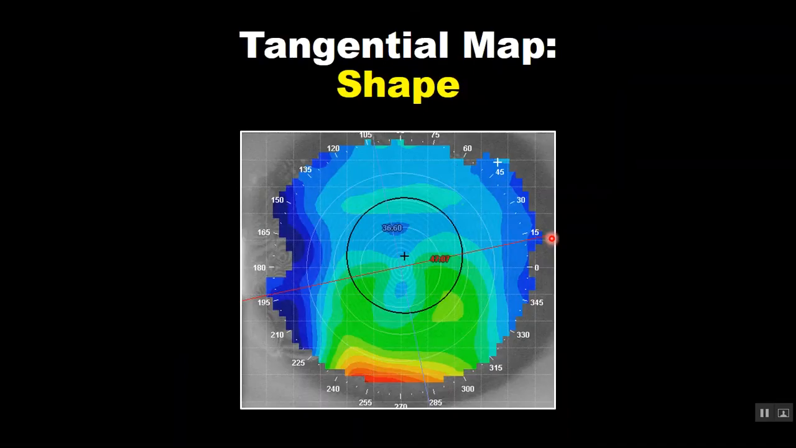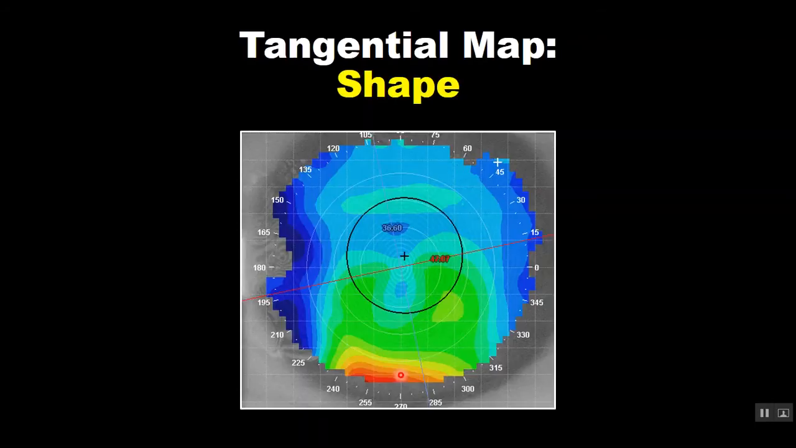Now, the tangential map is used to understand shape. Where is there a radical point of curvature change? In this case, in this pellucid marginal degeneration, 1 square, 2, 3, 4 squares from the center, or 4 millimeters from center, that's where the eye begins to form this very radical curvature change.